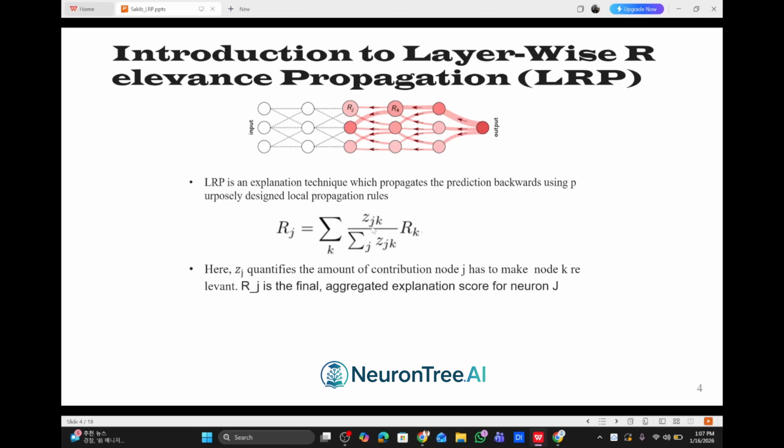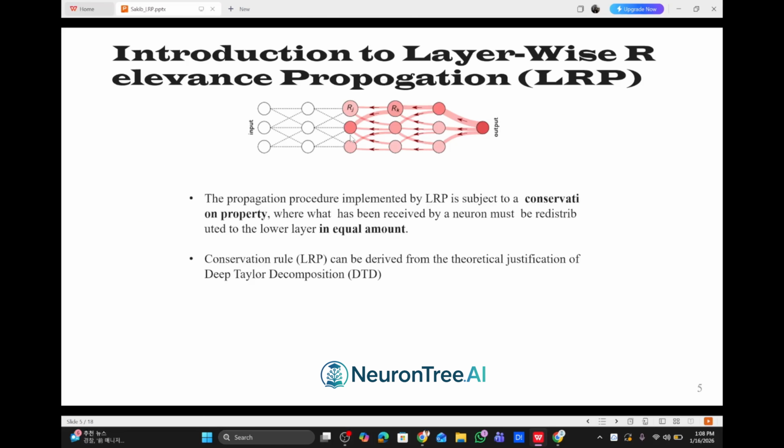Here we only need to remember that z_jk quantifies the amount of contribution node j has to make node k relevant, and R_j is the final aggregated explanation score for neuron j. We can remember another thing. For example, if this neuron has 10 units, it should be redistributed to these layers equally, suppose like 5 and 5, something like that. So move to the next slide.